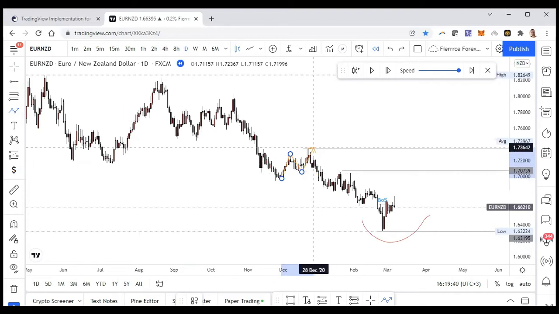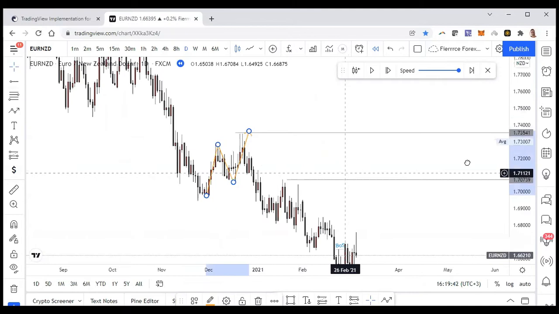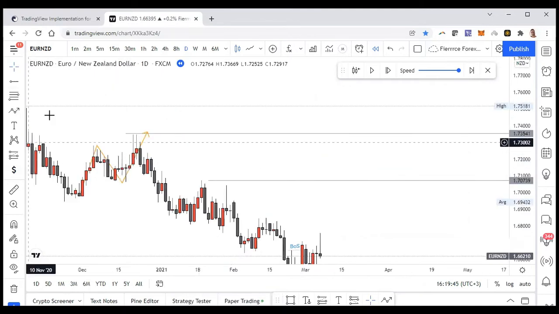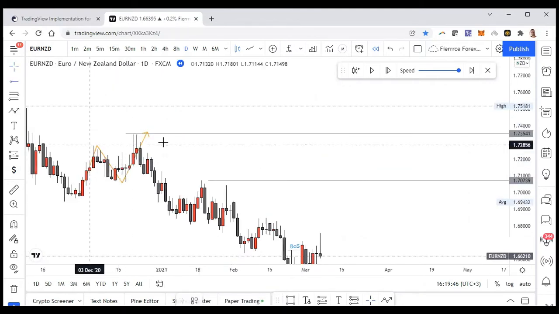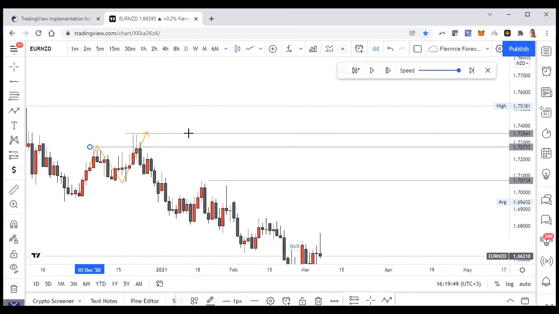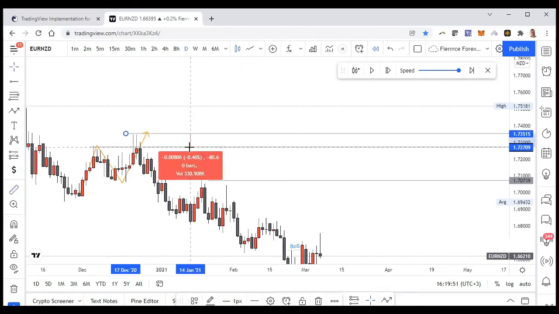Remember, we're on the daily. So this move to the upside, we see this resistance here is about 80 pips. So if you started selling up here, you would have been caught up in a mad drawdown of 80 pips for like an entire day.